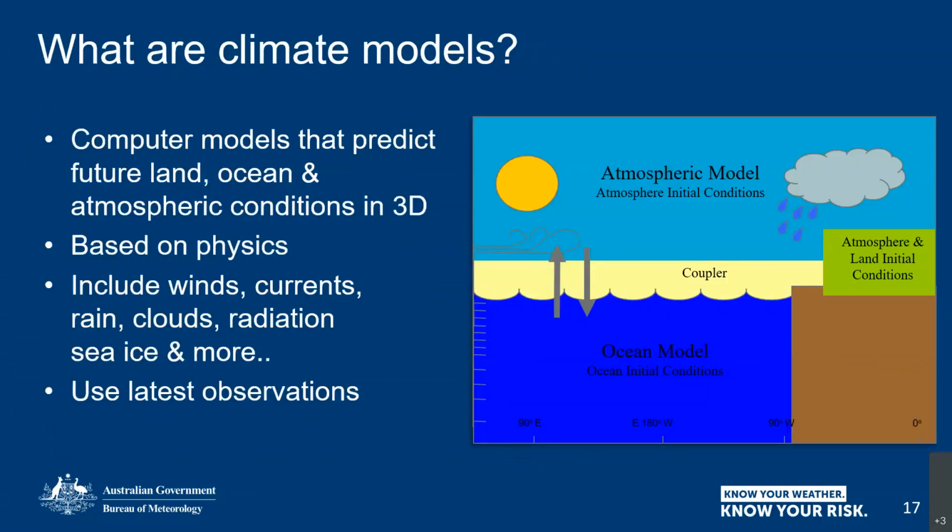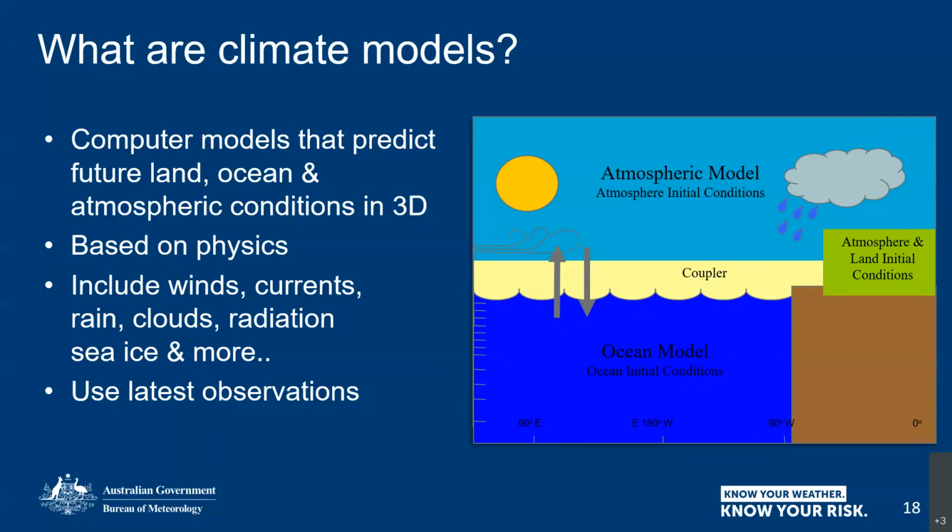So what is a climate model? So basically climate models are computer models that predict future land, ocean and atmospheric conditions in 3D. They're based on physics. Well, the one that we're using is based on physics. And it includes a whole bunch of variables: winds, ocean currents, rain, clouds, solar radiation, sea ice. It's a coupled model. You have an atmospheric model. It talks to an ocean model. A lot have sea ice models and also land models as well. And each of those does calculations that then feed information into the coupled models.